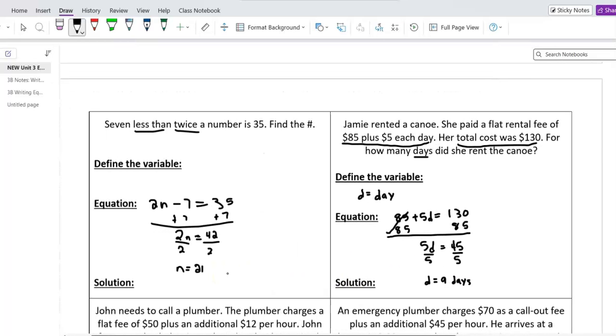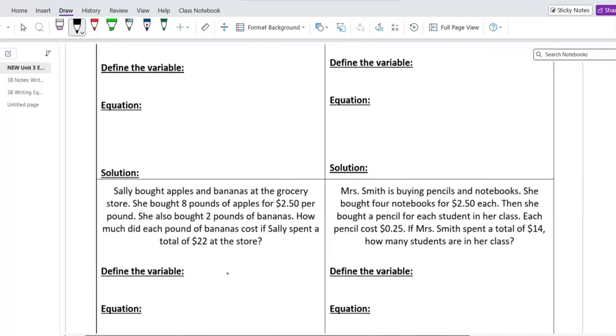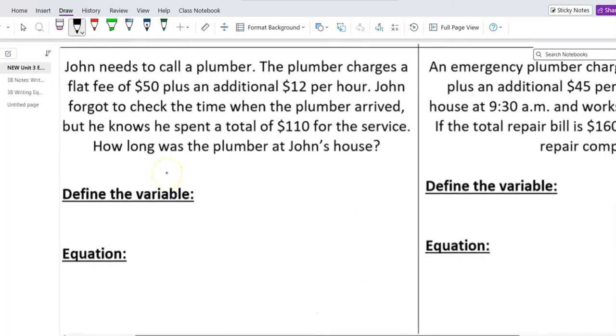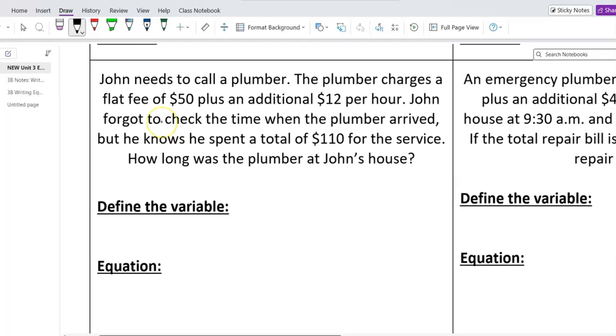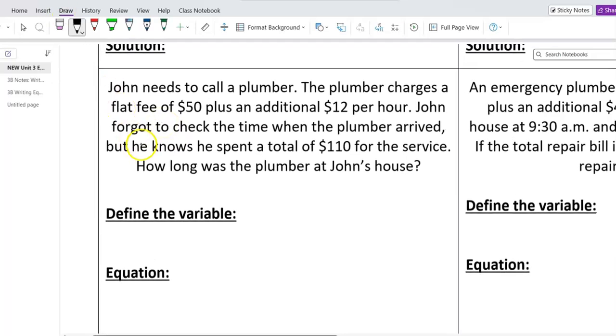Now, hopefully by now we have a pretty good grasp on solving equations. So from here on out, I'm not going to focus on the solving portion. We're just going to focus on writing the equation from the problem. So John needs to call a plumber.